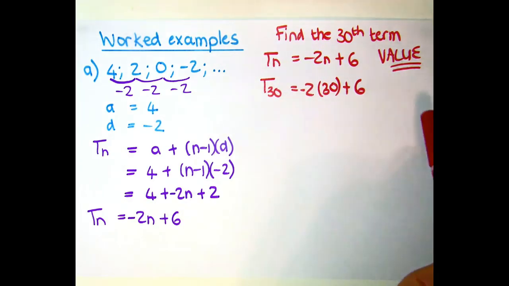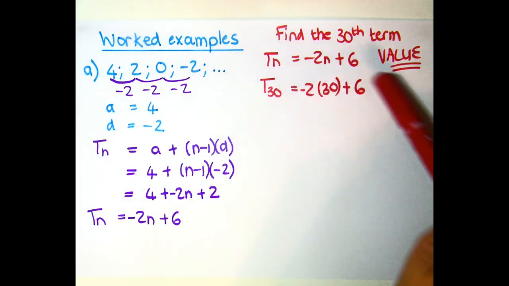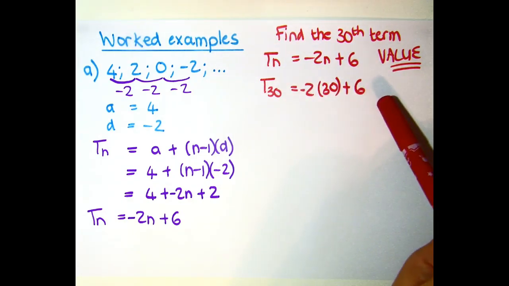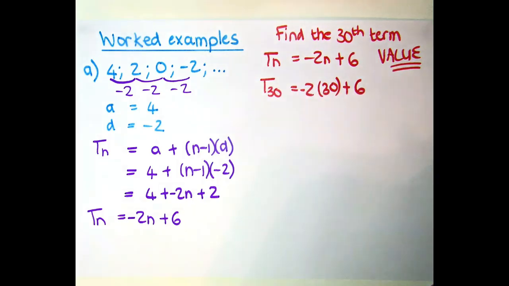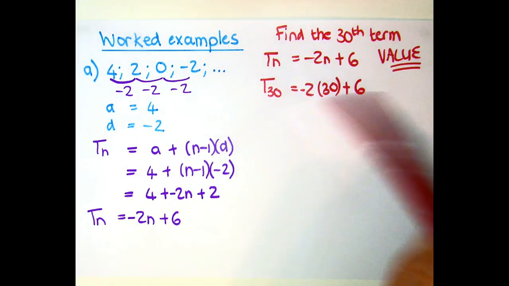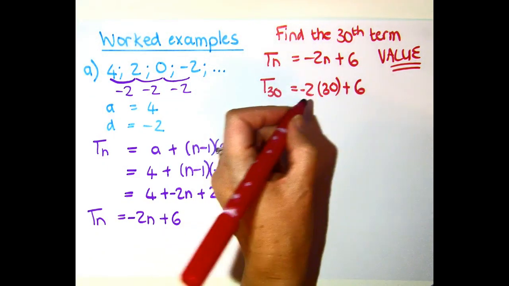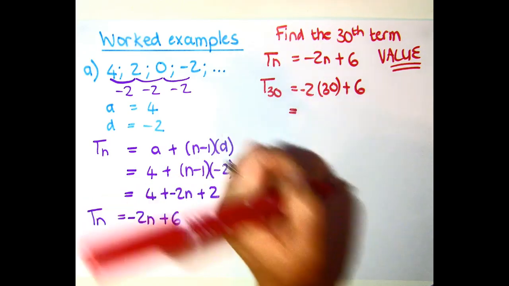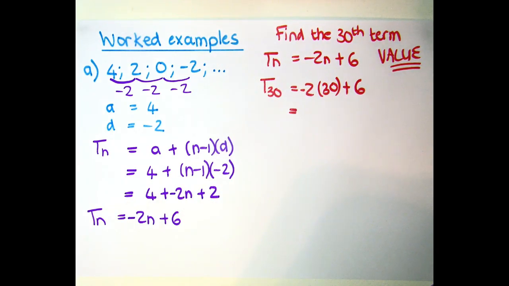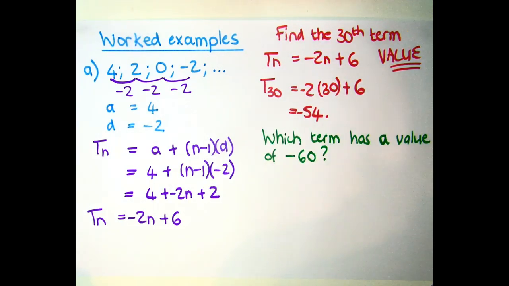But my advice would be to do it in your head when it's for homework and the marks don't really matter. And if it's in an exam, rather use a calculator to be really sure of yourself. Okay, so negative 2 times 30, I'm going to get negative 60, and then plus the 6 there, which gives me negative 54. Next question.